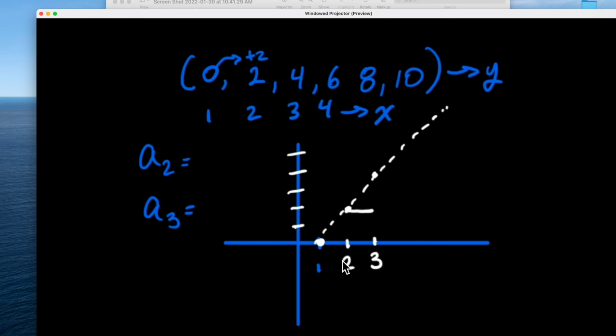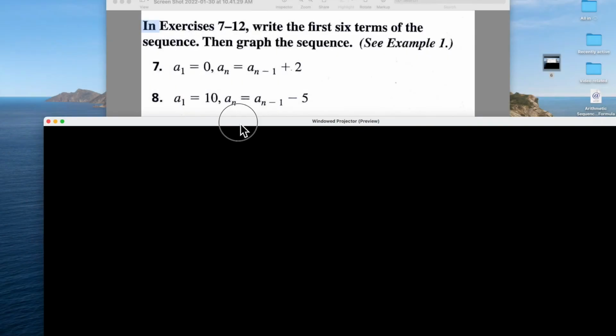Notice, for every one movement to the right, we're going up 2. That is the very definition of a slope. The rise over the run. One movement to the right on your input, what is your movement on the y-axis? Let's do the next problem.